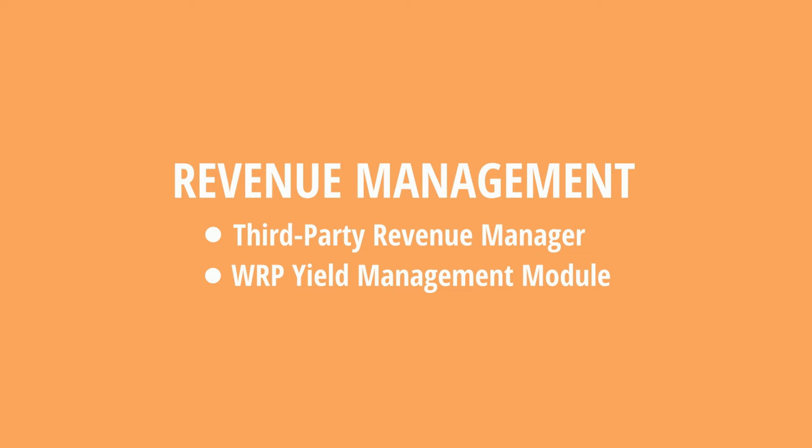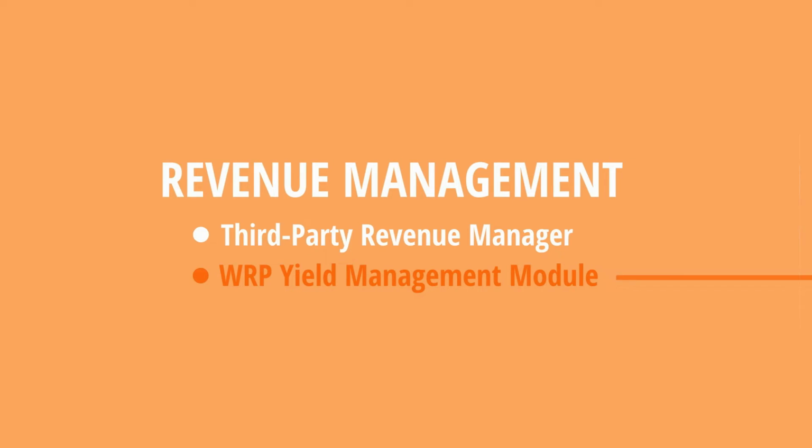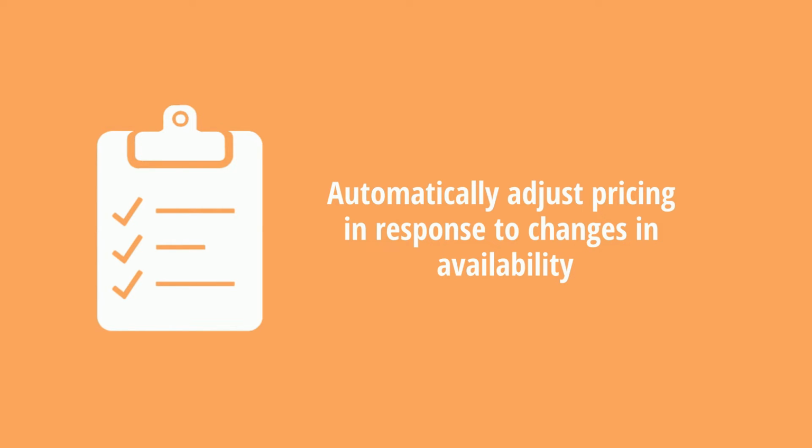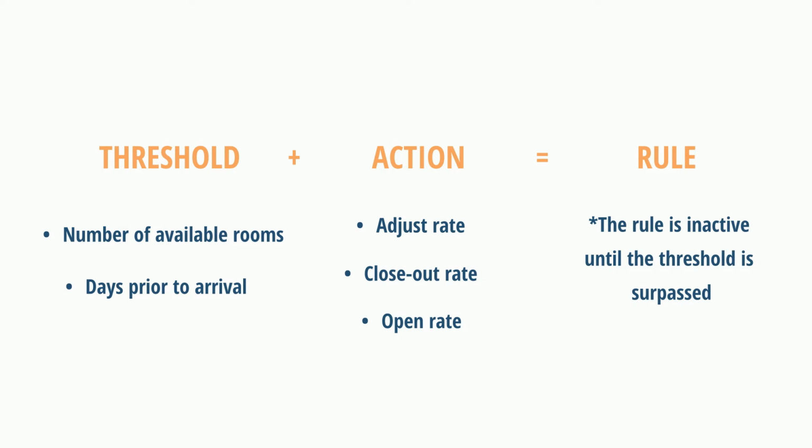If you decide that a separate revenue manager is more than your property requires, WebRezPro offers a basic yield management module. This feature allows you to set up rules for your system that will automatically adjust pricing in response to changes in availability. Here's how it works. First, you set up a threshold for the rule based on the number of available rooms and the number of days prior to arrival. Then, you create the rule. You can tell the system to adjust the rate by a fixed amount, close out rates, or open rates. The rule you create will remain inactive until the threshold is surpassed.